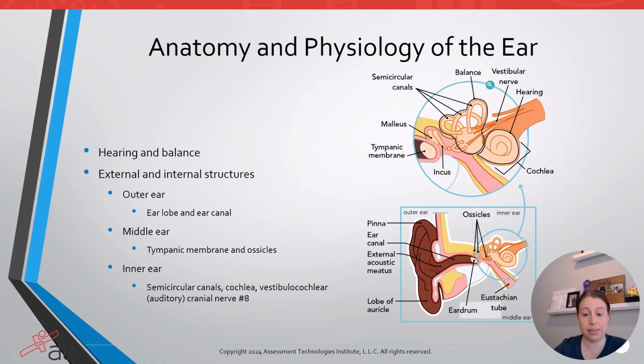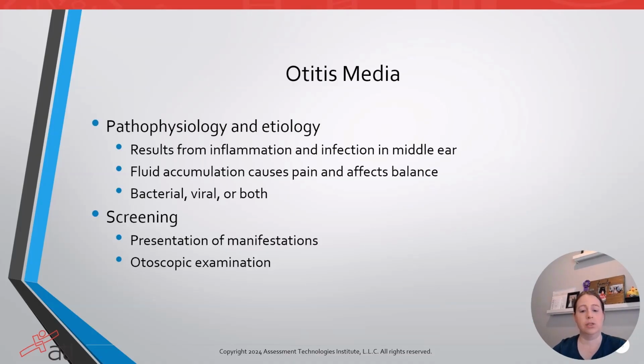I'm not going to dive deep into this, but if you need to brush up on your ear anatomy, please do so on your own. So the first thing we're going to talk about is otitis media, or the common ear infection. This involves the middle ear and the eustachian tubes. It will be caused by upper airway congestion and inflammation.